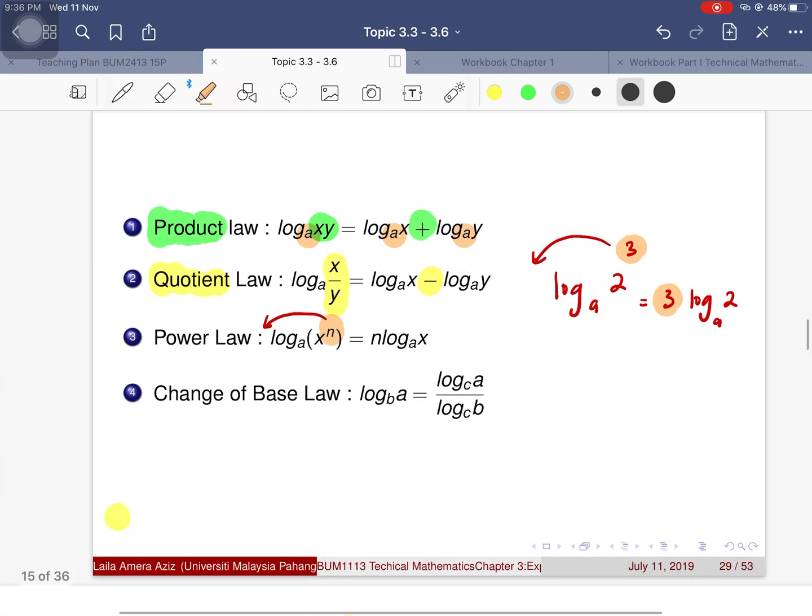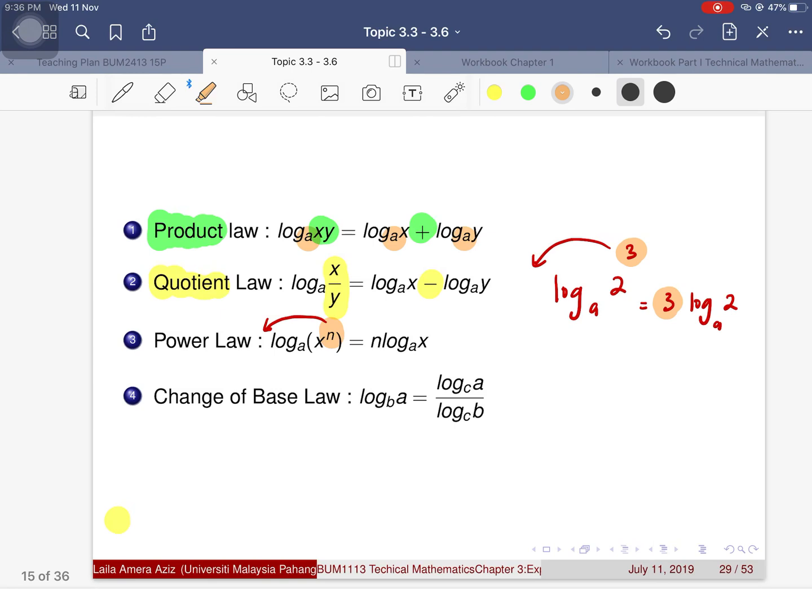We can also change the base. Previously we have been using the base of a. For this case, I have base b and I want to change it to a base of c. If you notice, here I have a at the top and b at the bottom. When I change the base, a is going to be at the top over b at the bottom, but now my new base is going to be c, for both of them. This is what happens when you change the base.